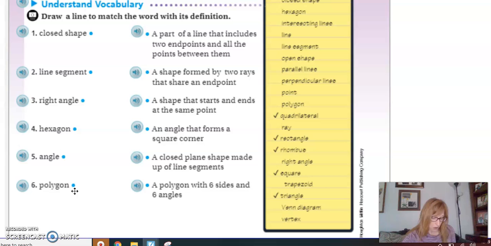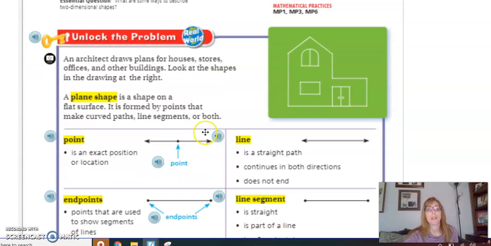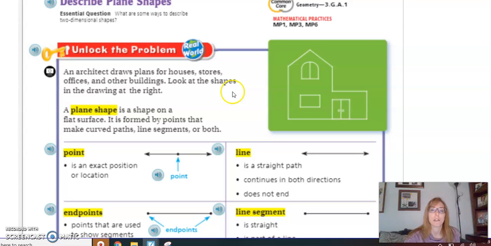And then a polygon is a closed plane shape made up of line segments. A closed plane shape, a polygon. Okay, a many-sided shape, but it's closed. Okay, so we're going to move on. So we're going to describe some plane shapes. So here are our actual definitions here, and we are going to look at some ways to describe two-dimensional shapes.